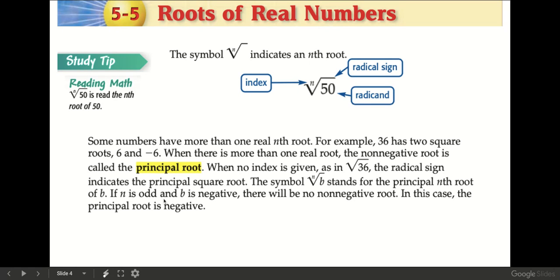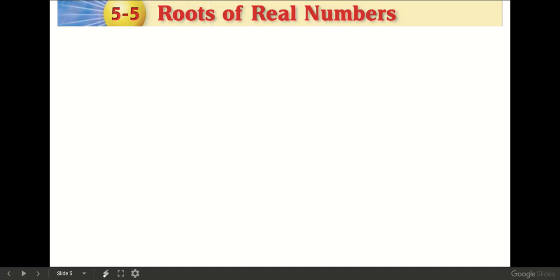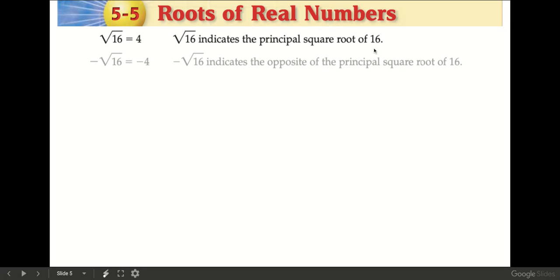If n is odd and b is negative, there will be no non-negative root. In this case, the principal root is negative. So for example, the square root of 16 is equal to 4, right? Square root of 16 indicates the principal square root of 16. If I said the negative square root of 16, that equals negative 4, right? Negative square root of 16 indicates the opposite of the principal square root of 16. So the square root of 16 we know is equal to 4, but then it becomes negative afterwards, so that would be the opposite, which would be negative 4.